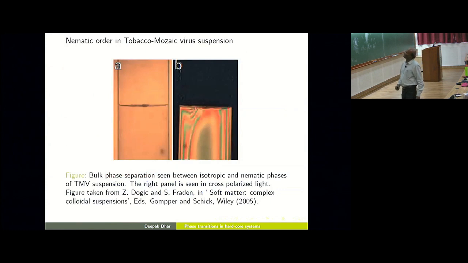But this is a nice picture of a tobacco mosaic virus suspension. So the liquid is below, and you shine light on it, look under a polarizer. On the left-hand side, there is no polarization. It is not a polarizing liquid, and so you don't see anything. On the right, the liquid polarizes the light in some way. So when you see it under cross polarization, you see some structure.